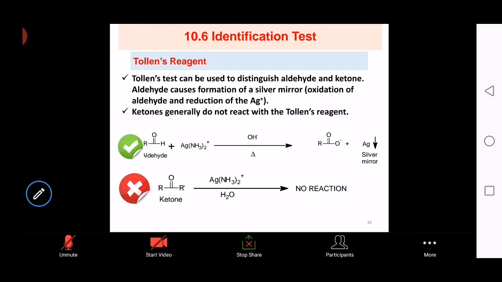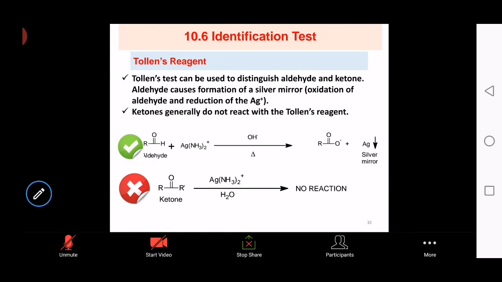Okay, so last part for this chapter, which is about identification test. For identification test, the first one is about Tollens' reagent. Ni dah buat dalam eksperimen. So basically, kita guna Tollens' test ni untuk distinguish between aldehyde and ketone. Tu point first dia kata. Tollens' test ni kita guna untuk differentiate between aldehyde dan ketone.